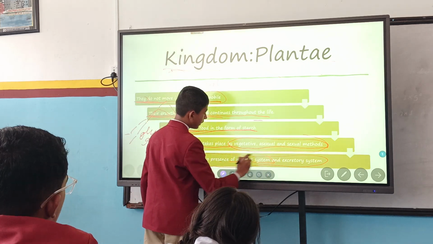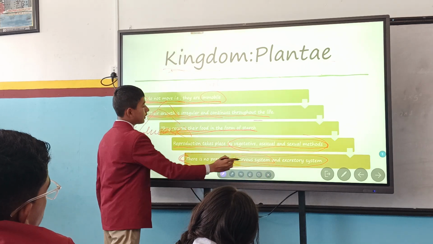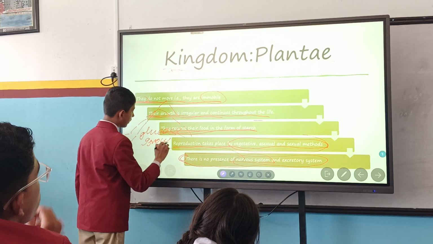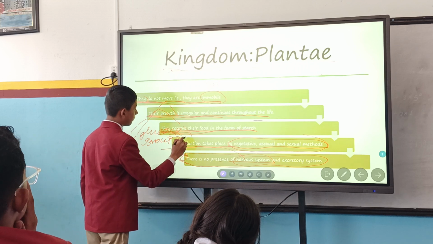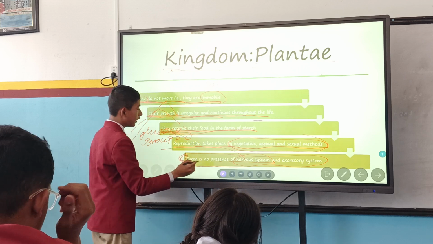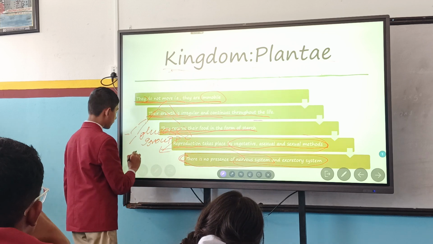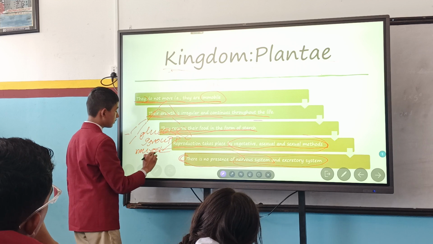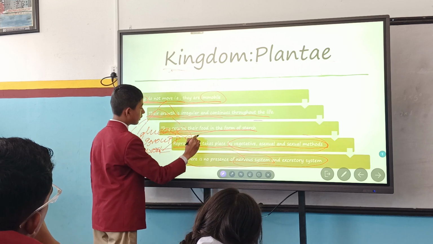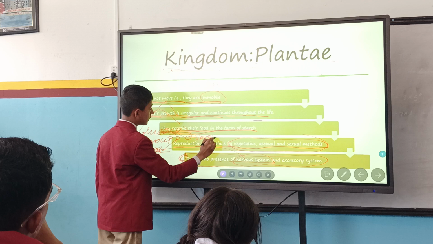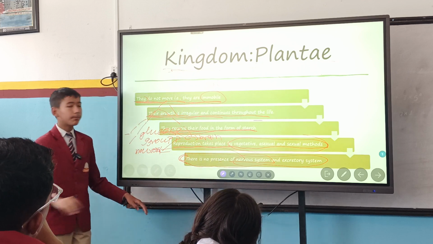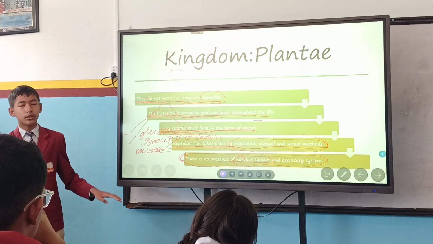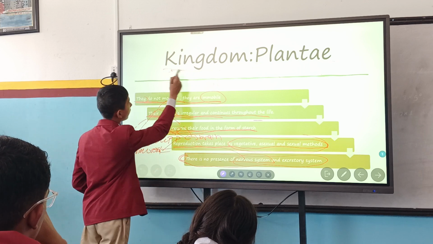Presence of nervous system, we studied about it too. The nervous system is the group of peripheral and central nervous system. The peripheral nervous system consists of neurons. There are three types of neurons too, and the central nervous system consists of the brain and spinal cord. So there is no presence of brain, spinal cord, neurons and other excretory organs in the kingdom Plantae.